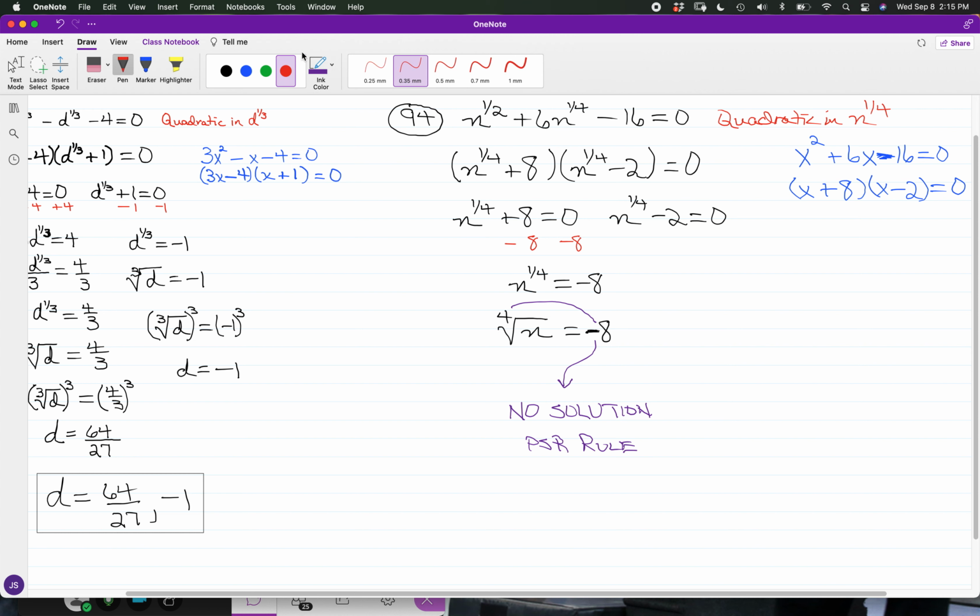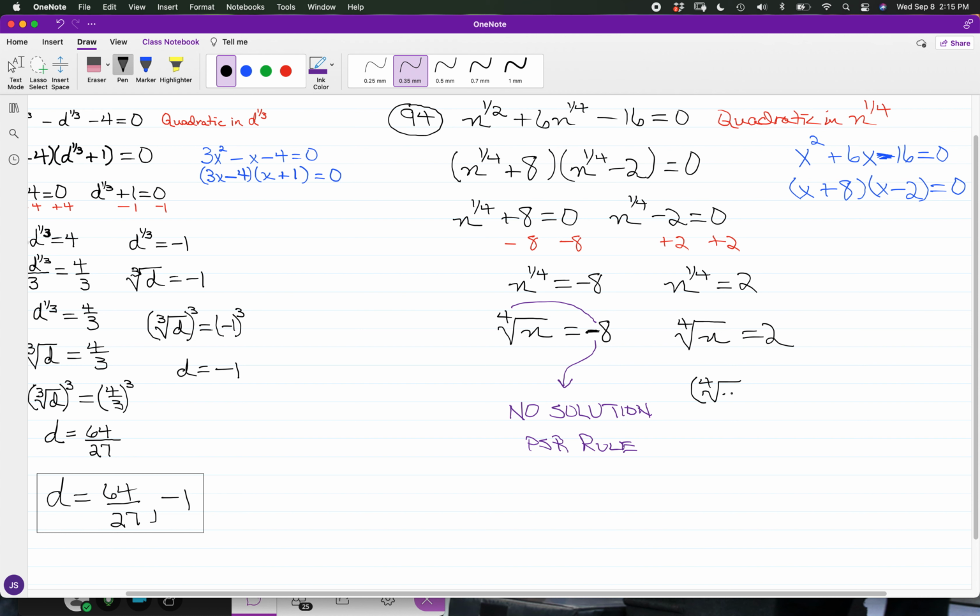And for what we have in the case of n to the 1/4 minus 2 is equal to 0, if I add 2 to both sides to isolate n to the 1/4, I have n to the 1/4 is equal to 2, and then translating from non-integer exponent to radical, we have the 4th root of n is equal to 2. And so we have an even root radical, trying to reduce this in terms of a positive numerical value, and that is possible. So there's no violation of the principal square root rule.